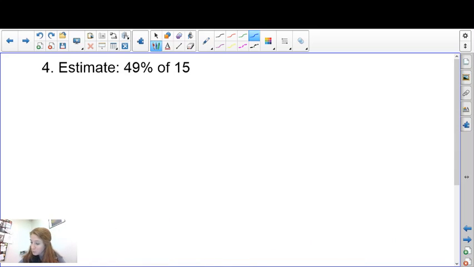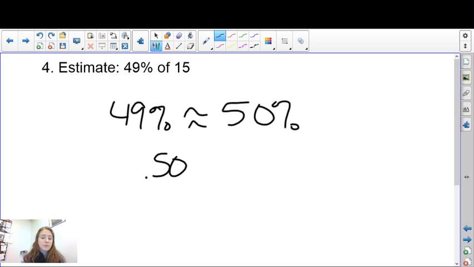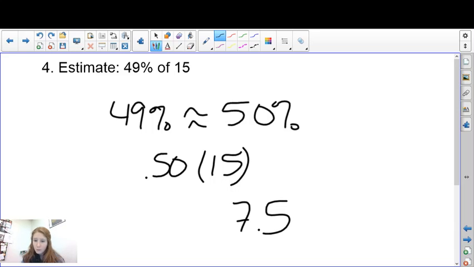We're going to estimate this one. We want to know 49% of 15. I'm going to round 49% to about 50%. And then I want to know 50%, which is 0.5 or 0.50 of 15. So I'm going to just multiply those together. Or I could say what's half, because it's essentially just a fraction as division. So that should be about 7.5, which is letter H.